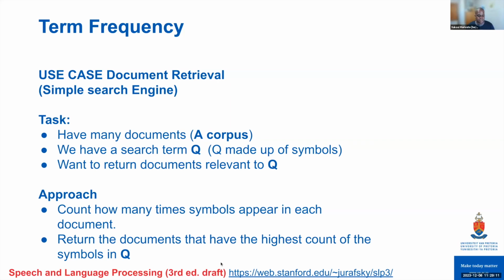So the simplest thing you can do is count how many times each symbol appears in every document. So the thing that we did there, now you take the full document and you represent it and you count. Instead of just a 1, you can also put how many times you see that word in that vector. Then you return the documents that have the highest count combined of the search term that you have in Q. So there we built the search engine.